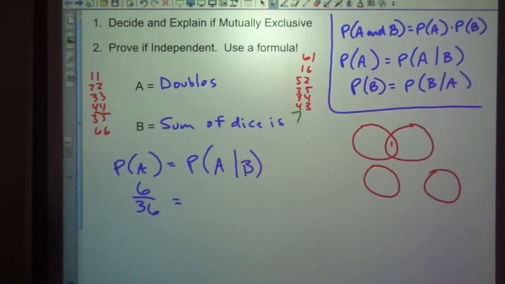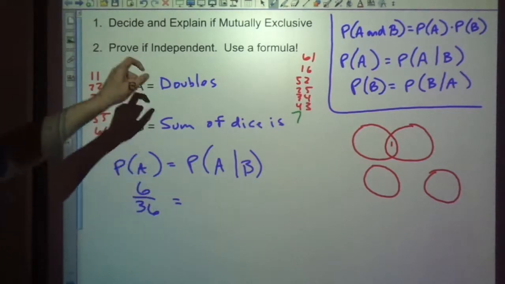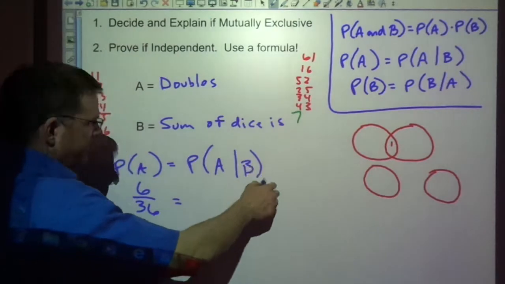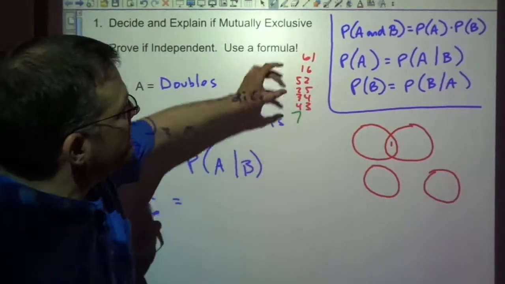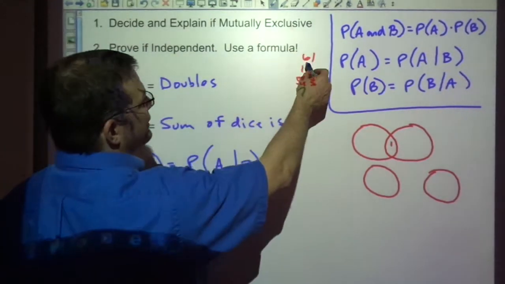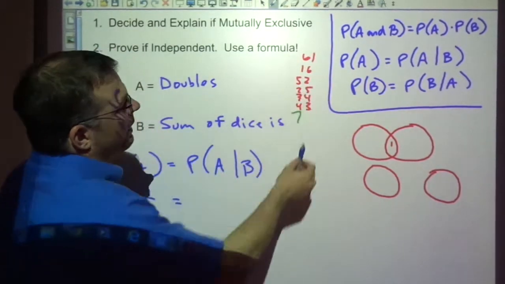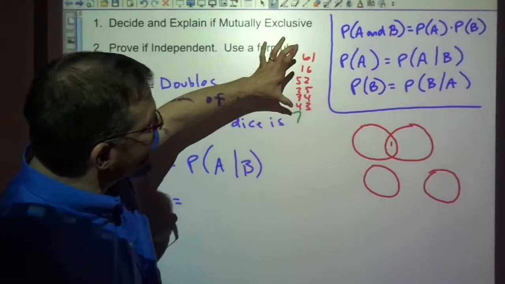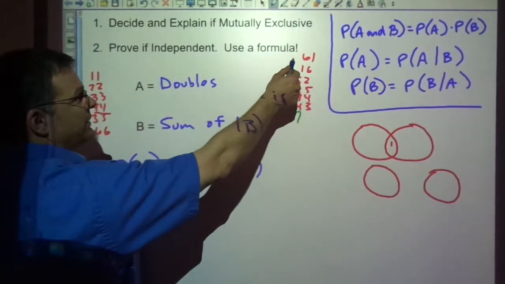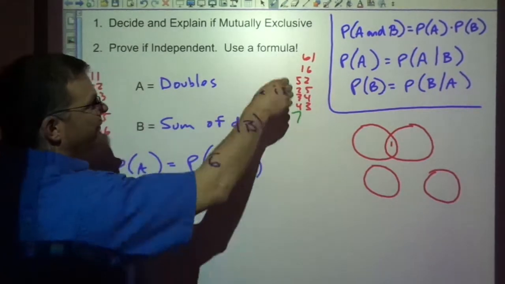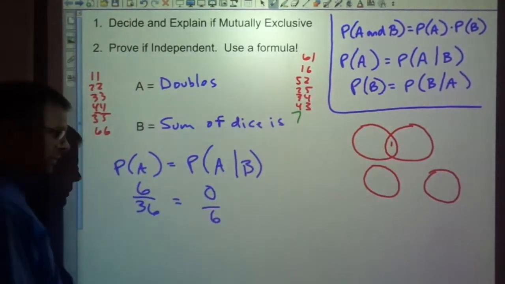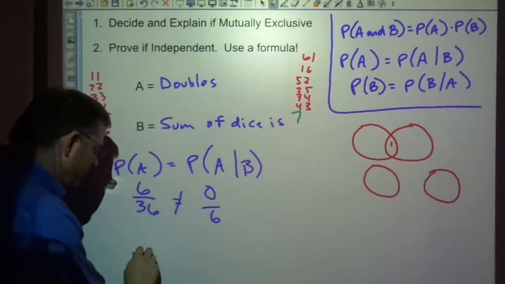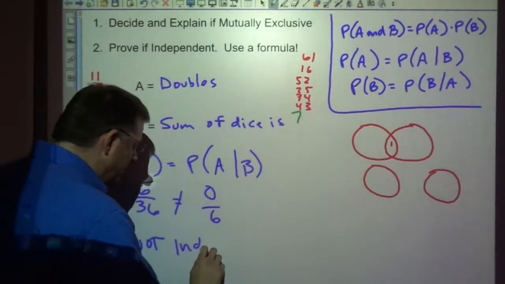And this one, the way to think about it is it's A given B. So doubles given that the sum is 7. So we're looking at this first. If we know this happens, that means it's one of these rolls. There are 6 possible rolls here. What's the probability? Are any of these doubles? What's the probability of being doubles if this has already happened? There are 6 rolls here, but none of them are doubles. So you have a probability of 0. And 0 does not equal this, so therefore these are not independent.